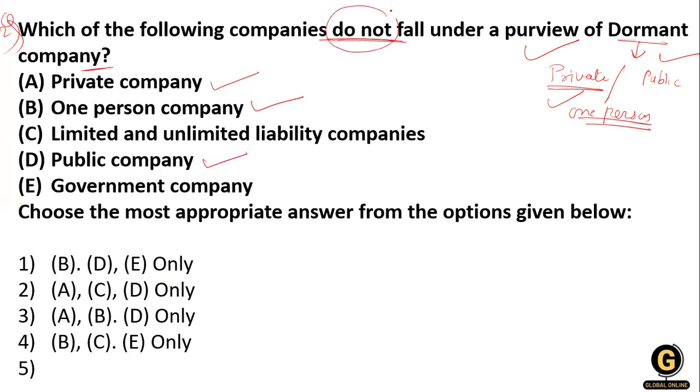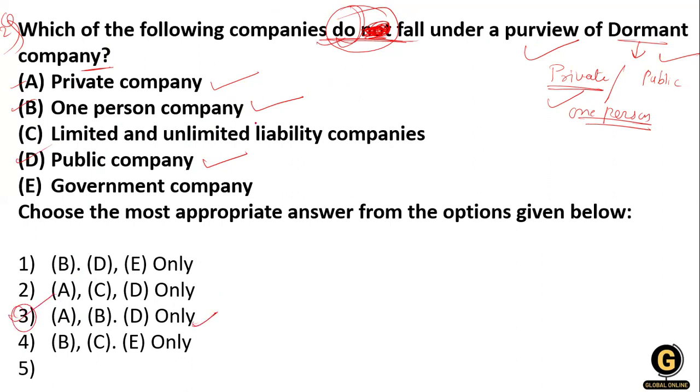So the question is, do not fall. Here it's actually not having a do not option, because these are the companies that fall under the dormant company. So here the private company, one person company, and public company. So here the answer is A, B and D. So option number 3 is right over here.